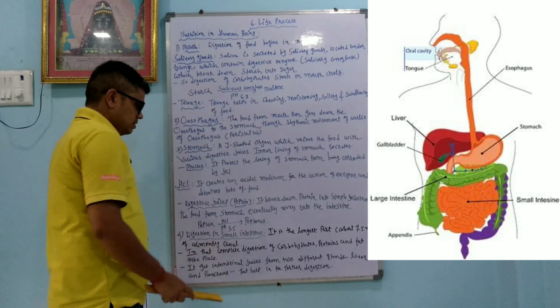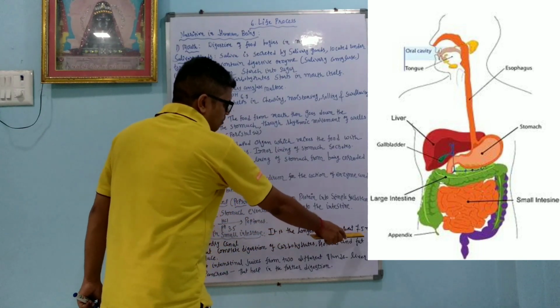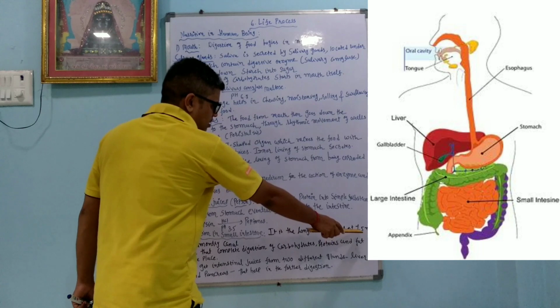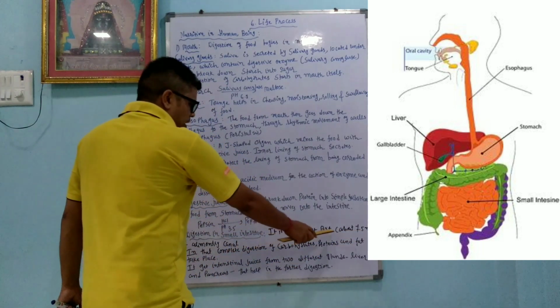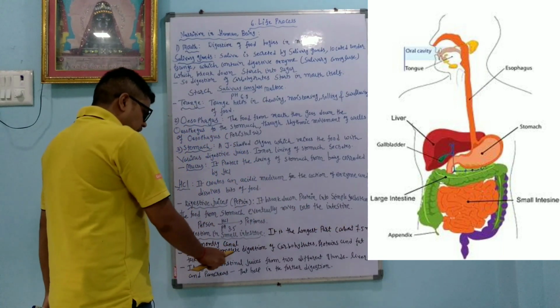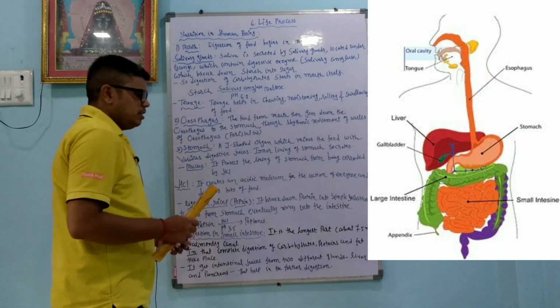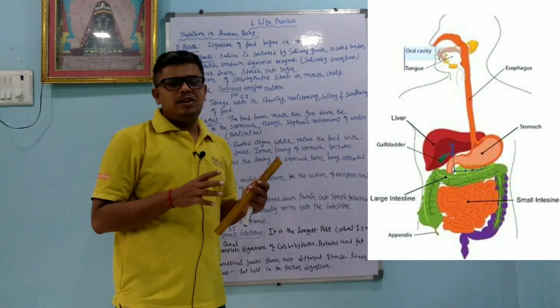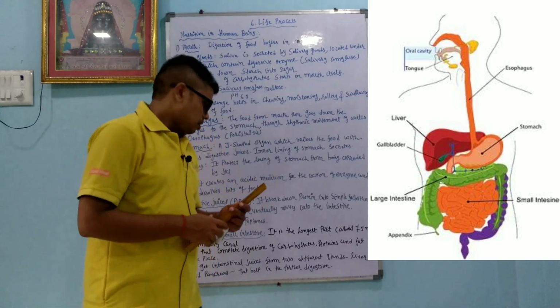Digestion in the small intestine. It is the longest part, about 7.5 meters. Remember, the length is how much? 7.5 meters. It is the longest part of the alimentary canal, about 7.5 meters. In that, complete digestion of carbohydrate, protein and fat takes place. So here in this place, what happens? Carbohydrate, fat and protein are completely digested.